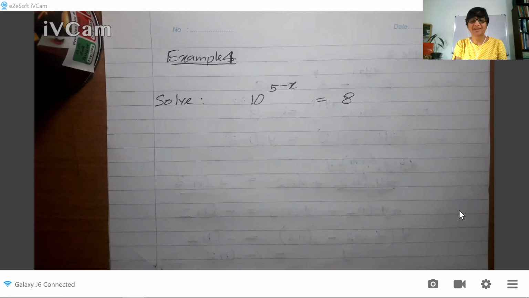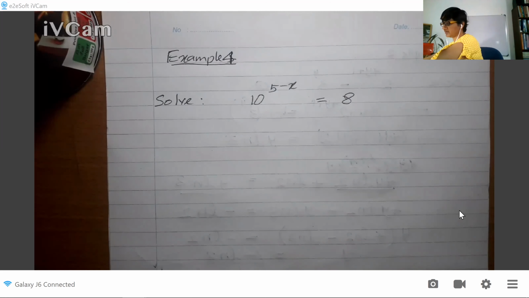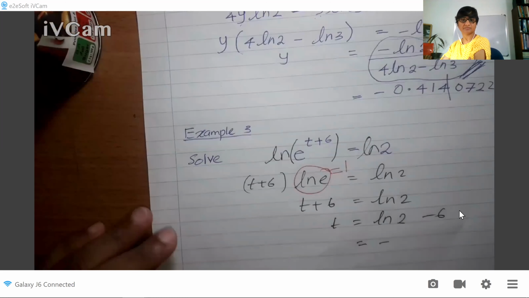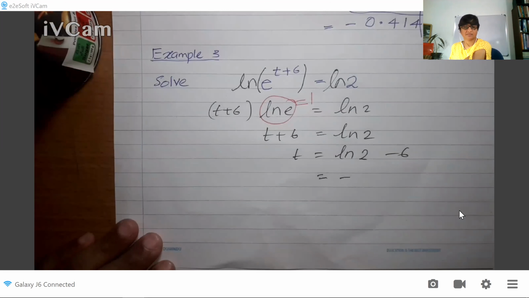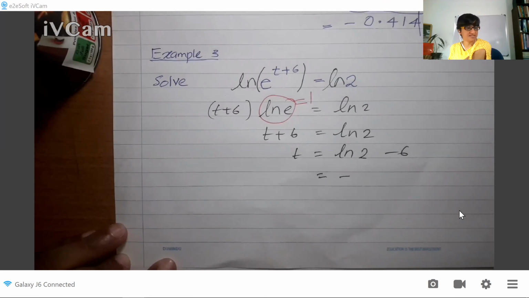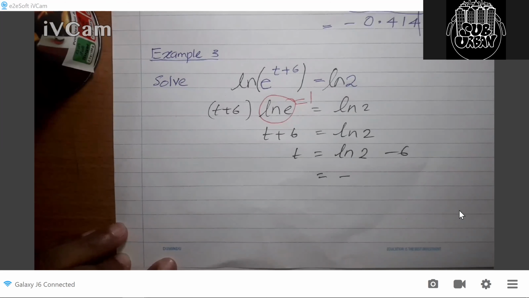Teacher, can you show it again? Of course. Sure, Dinesh. I'm sorry. Wait. It's just the equation, no? That's the full equation, no? 10 power 5 minus x equals 8. That's it. Oh, okay. Yeah. I'll work on it.